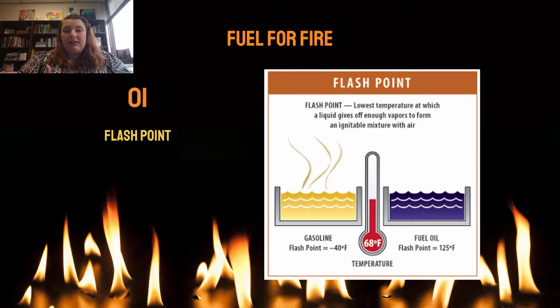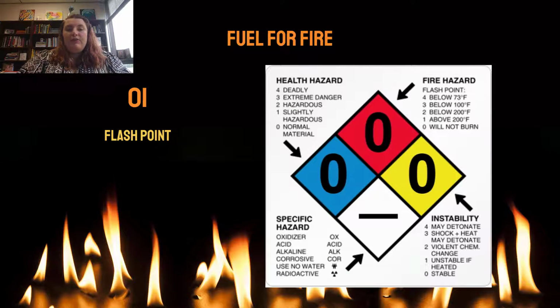The air temperature at 68 degrees in this photo means that the gasoline has ignitable vapors on its surface because it's above the gasoline's flash point, but the fuel oil does not have any vapors because the temperature has not reached that particular flash point. Fuels are classified as either combustible or flammable based on their flash point.